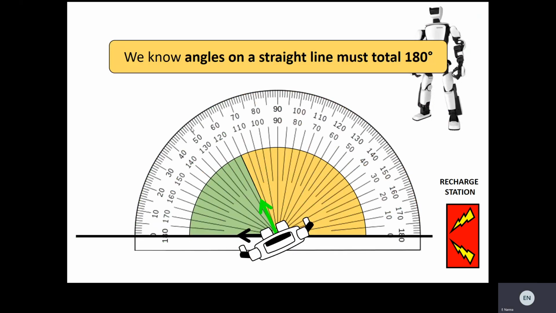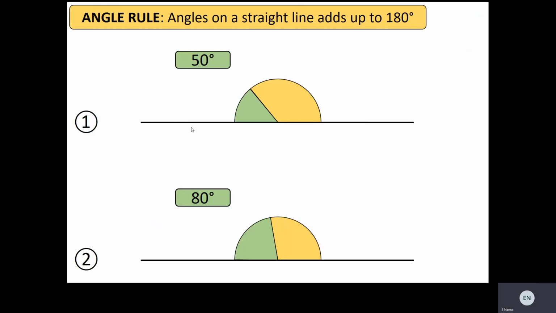Right, so what you would have noticed, obviously, is that the angles on a straight line would normally add up to 180 degrees, based on the way the robot has been turning in terms of how much further he needs to turn to get to the recharge station. Using that rule, if we know that the sum of angles on a straight line adds up to 180 degrees, and you're given an angle, for instance 50 degrees, then you take it away from 180 degrees, and the remaining angle is 130 degrees, right?